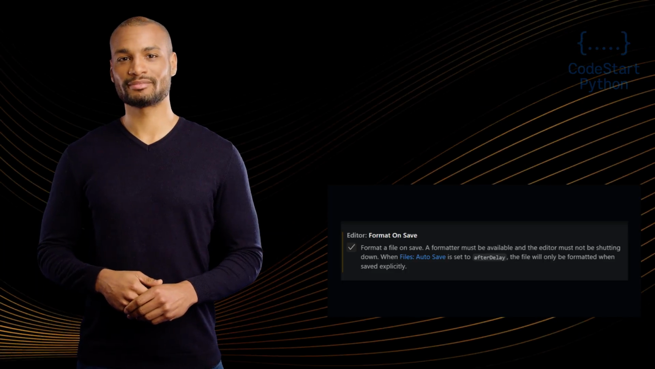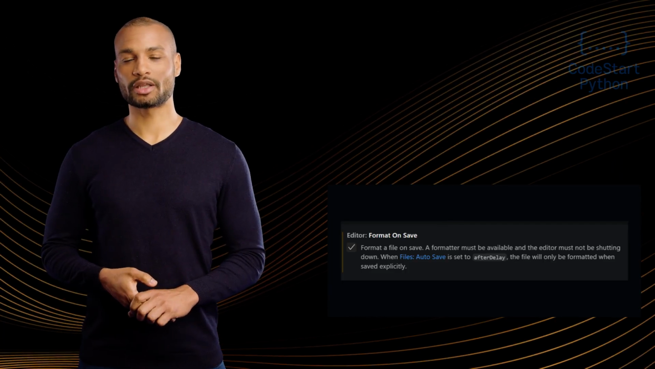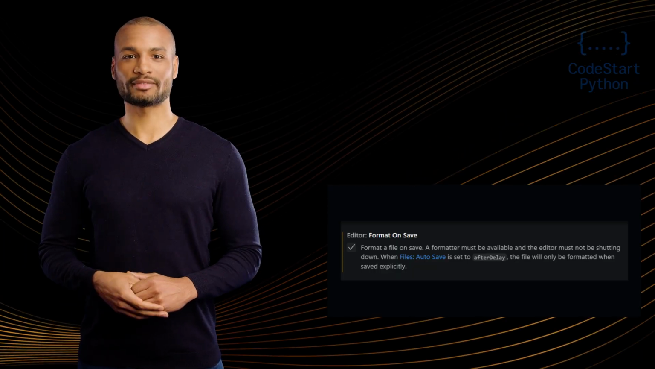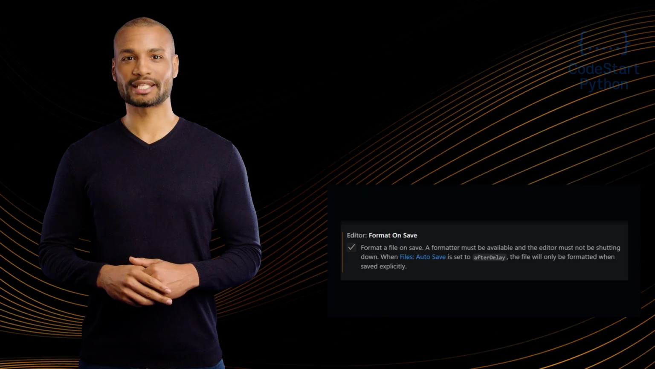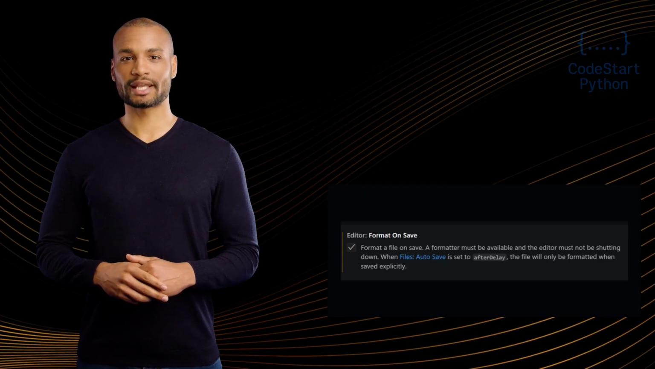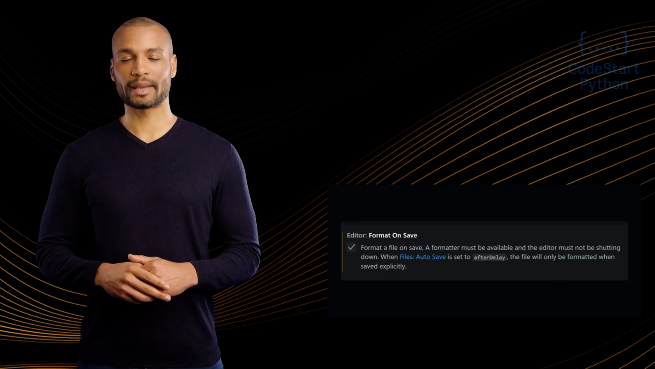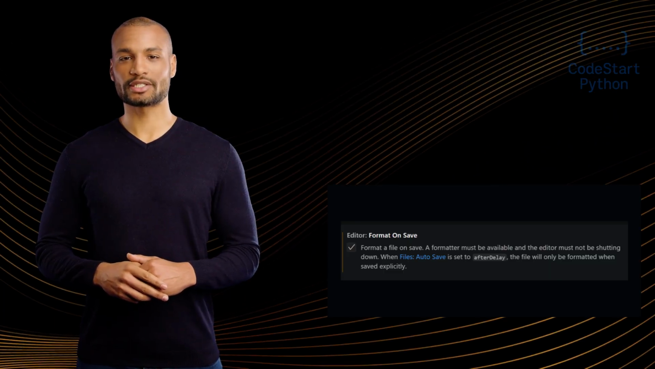Quick win. Open Settings, Ctrl-comma, or click the gear icon in the bottom left. Search Format on Save and tick it. Now every time you hit Ctrl-S, VS Code auto-formats your code using black style conventions.